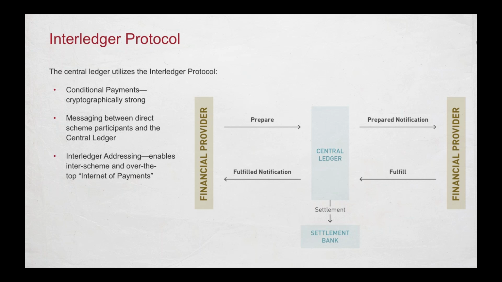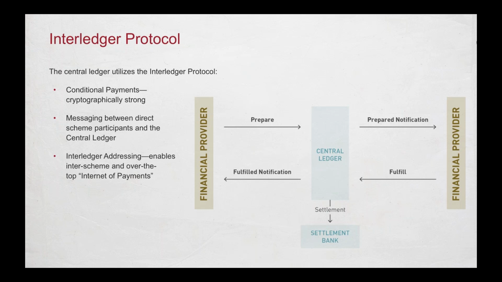And this is a distributed ledger technology protocol that offers conditional payments using a cryptographically strong condition on each payment and a cryptographically strong digital receipt. It, in essence, allows messaging directly between the scheme participants and the central ledger, but it ensures that the inter-scheme and the over-the-top Internet of Payments are secured just as strongly as those for the financial providers themselves. And this allows for an extension of the system to a sort of Internet of Payments.